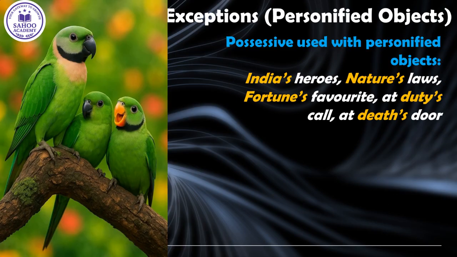Now let us look at some important exceptions in the possessive case. First, possessive forms are sometimes used with personified objects. Personified objects are non-living things treated like living beings. For example, India's heroes, nature's lodge, fortune's favorite, our duty's call, our death's door. Here, ideas like India, nature, fortune, duty, and death are treated as if they were persons.